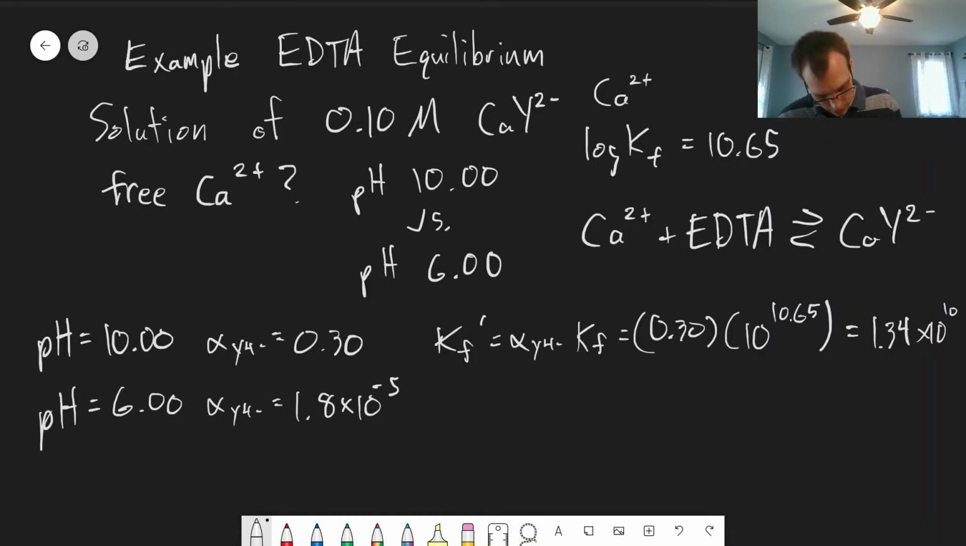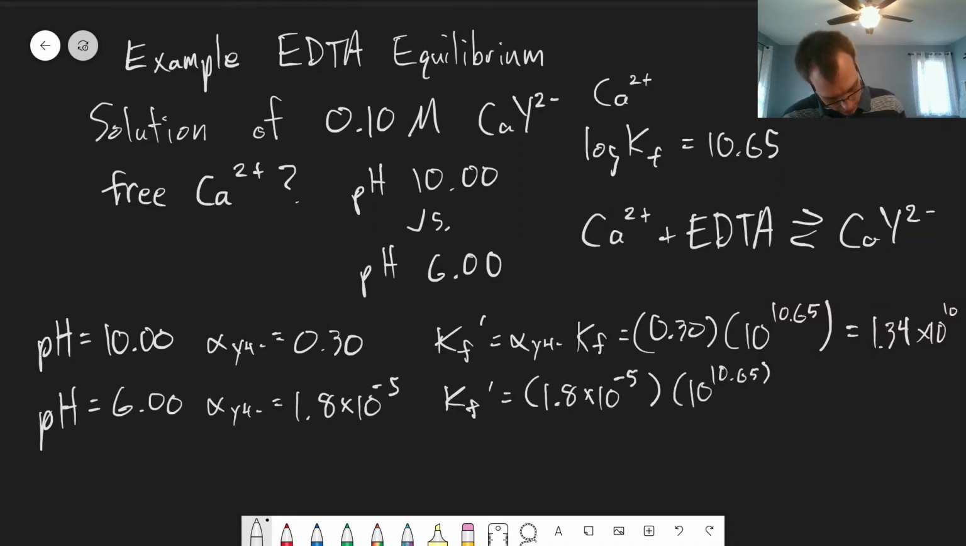At pH 6, we can do the same calculation, but of course we're going to get a smaller value because alpha Y4 minus is so much smaller at pH 6. So again, times 10 raised to the 10.65, and we get 8.0 times 10 to the 5th. So a 5 order of magnitude change. Still very much favors the complex, but not nearly as much as at higher pH. And so this is the effect of pH. And if we go to low enough pH, right, at pH 0, we essentially won't have any complex, right? So there's this trade-off in pH.